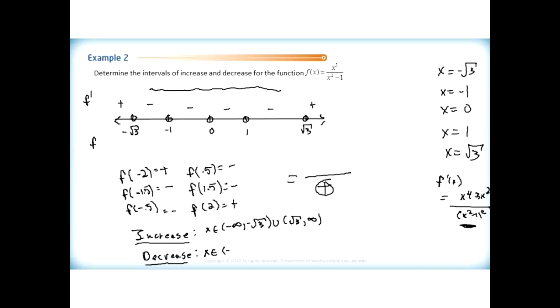So we're going to go negative root 3 up to -1, and then we're going to have to restart at -1 up to 0, and then restart again at 0 and go up to +1. And then we're going to have to restart one last time and go from +1 up to positive root 3. And so there's all the places where we're decreasing. Okay, so that's a neat one. A lot of detail in that question.